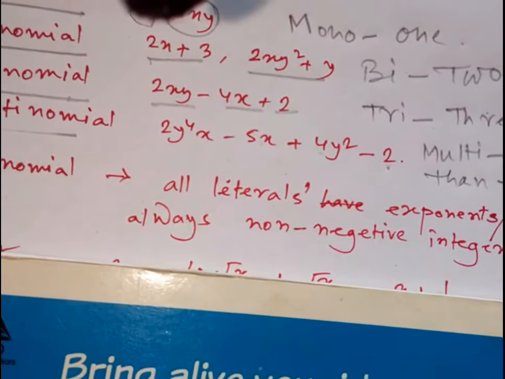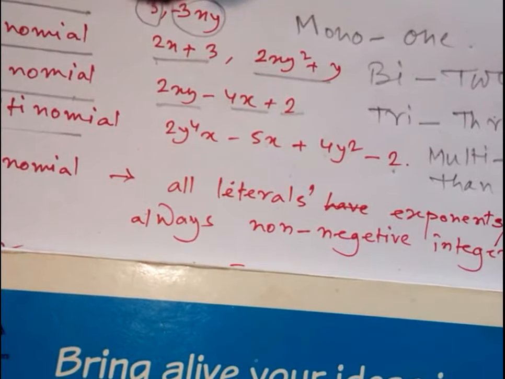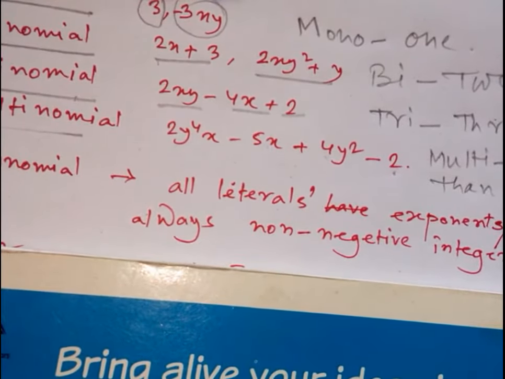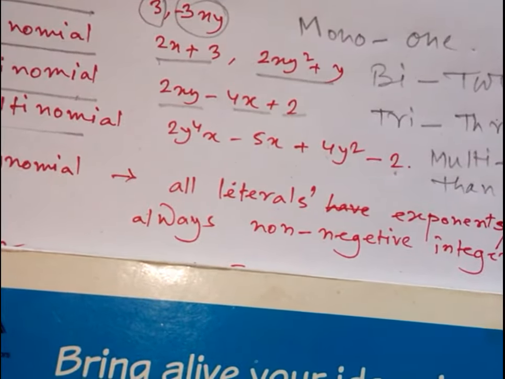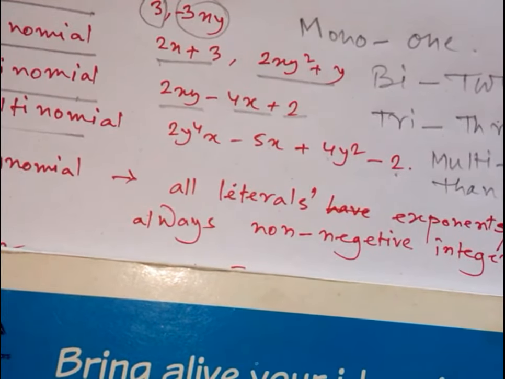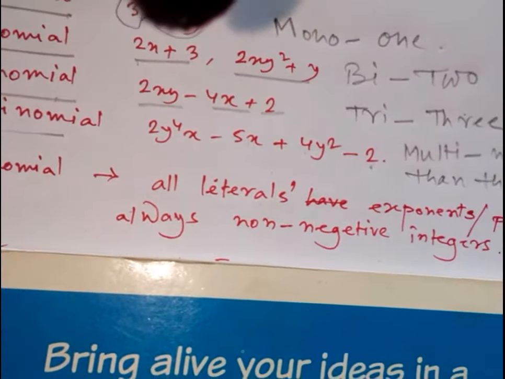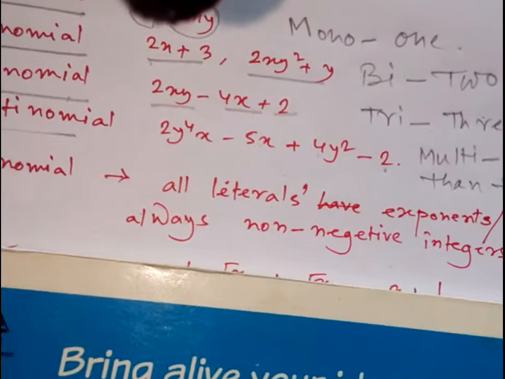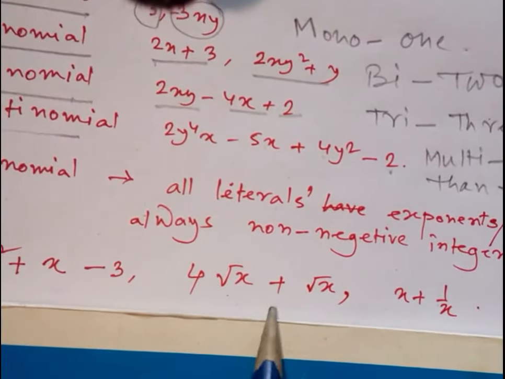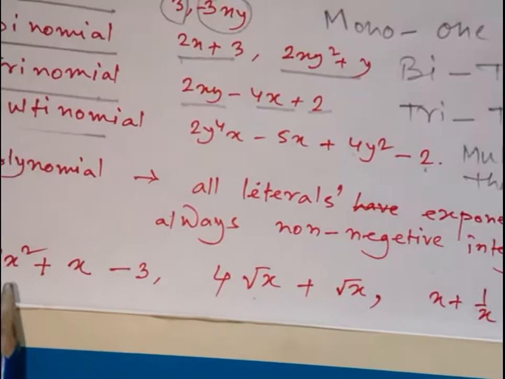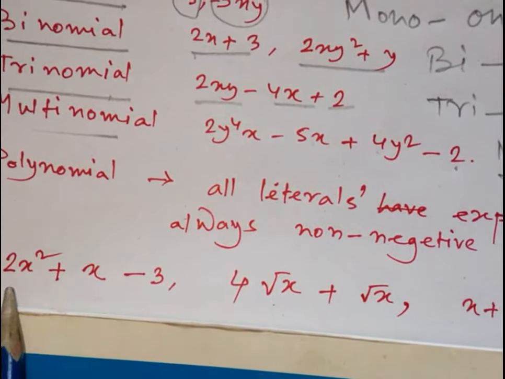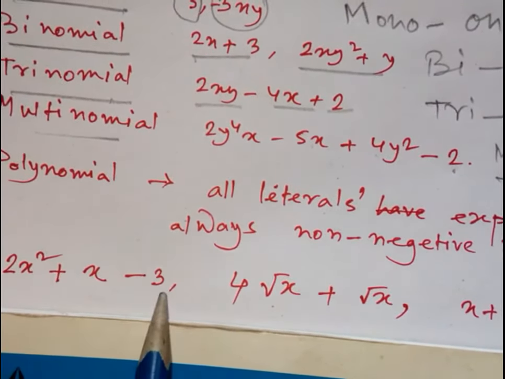Now, what is a polynomial? A polynomial means all the literals' exponents, powers are always non-negative integers. What does it mean? Suppose there are three expressions. Here the first expression is 2x squared plus x minus 3.